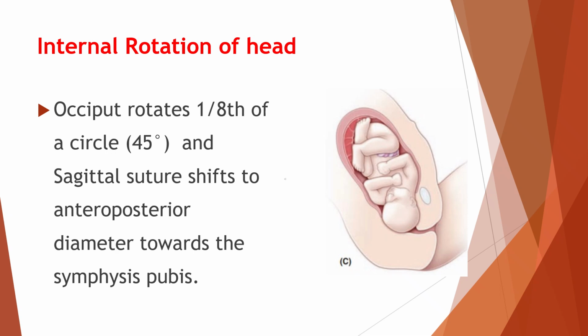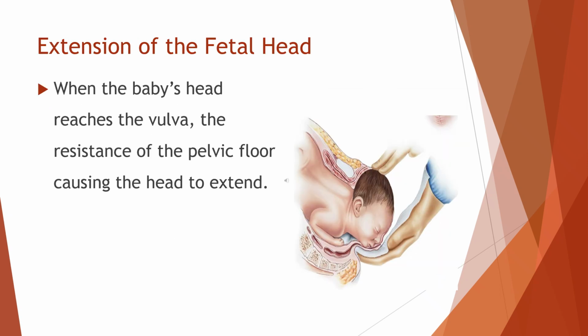This movement brings the occiput forward towards the symphysis pubis. Internal rotation is important because it helps align the baby's head with the shape of the pelvis, allowing the head to pass more easily through the birth canal. The next movement in the mechanism of labor is extension.